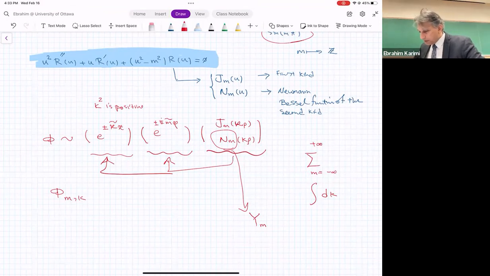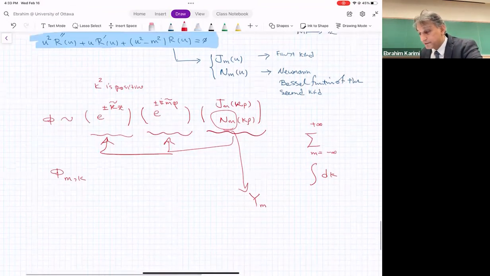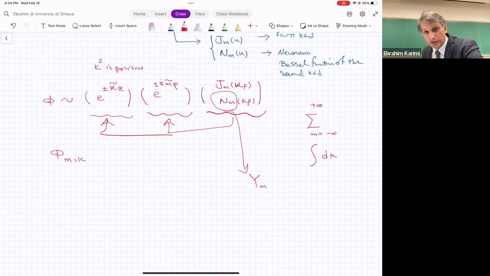So I will concentrate mainly on the Bessel function of the first kind, and we will deal with that. Before going to the Bessel function of the first kind, I would like to introduce you to another differential equation, which is the modified Bessel equation.